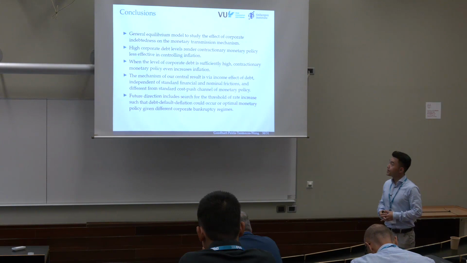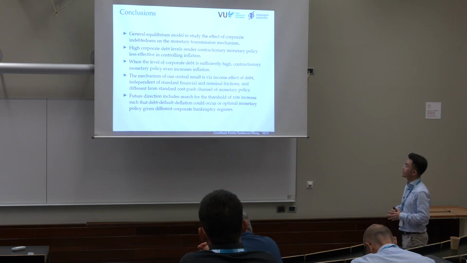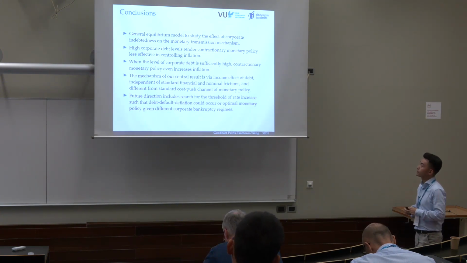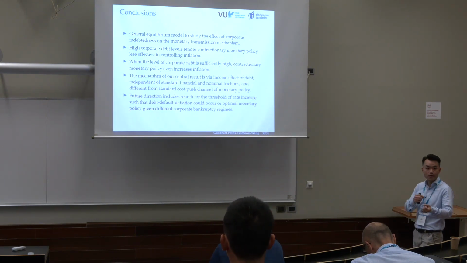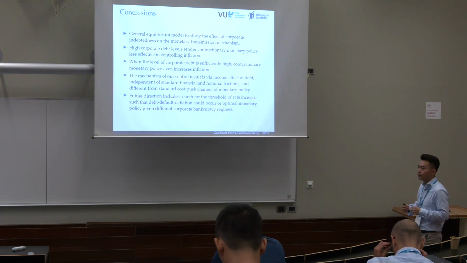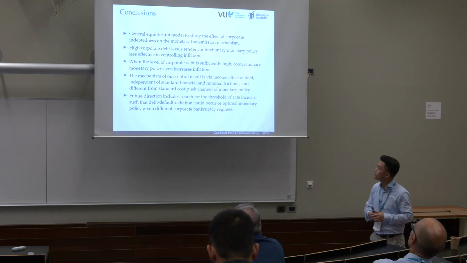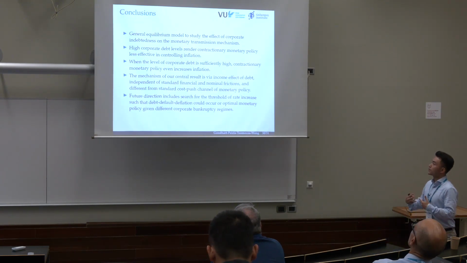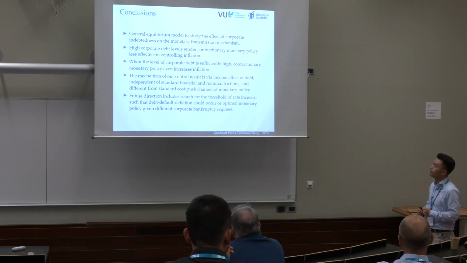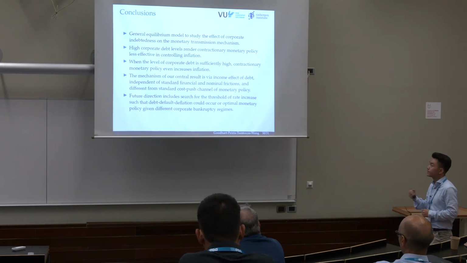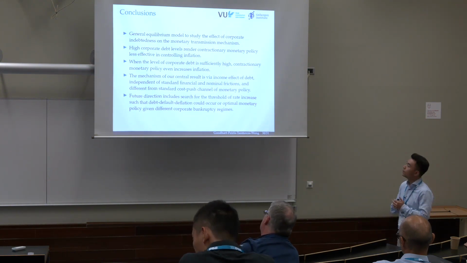So to sum up, in this paper we developed a general equilibrium model with money to study the effect of corporate indebtedness on the monetary transmission mechanism. We show that the working capital as well as corporate indebtedness affects the shape of the Phillips curve, connecting quite well with Alberto's presentation just now. A higher level of corporate debt renders contractionary monetary policy less effective in controlling inflation.